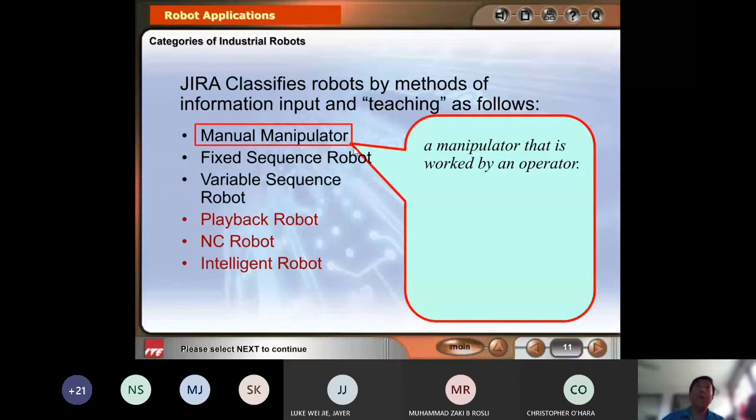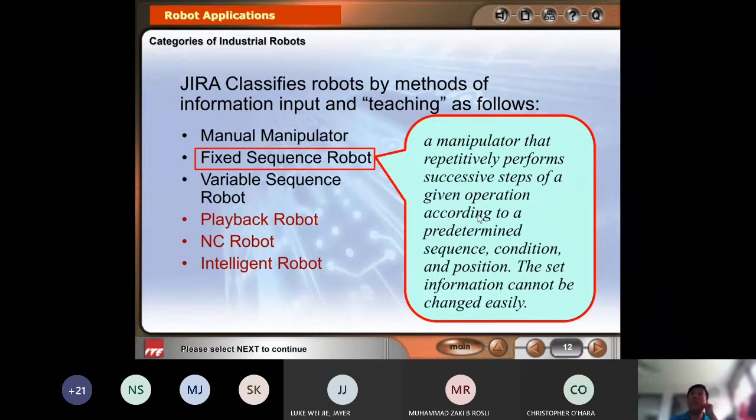First, the manual manipulator. This is like using a remote control to play a remote control car, or to fly a drone. You're using a remote to run the robot. That means you press the button and direction to move the robot, like when you play a game. This is called manual manipulator. Human total control.